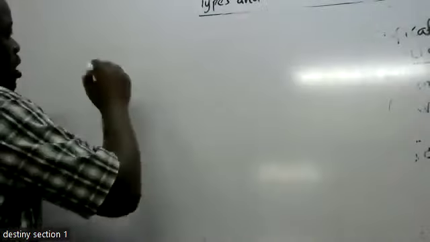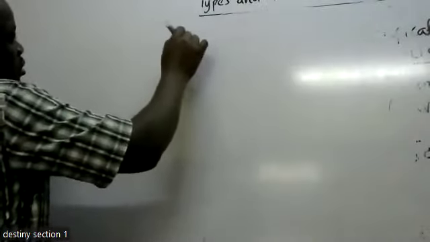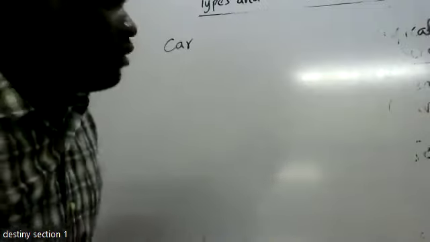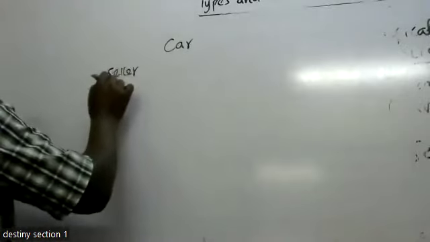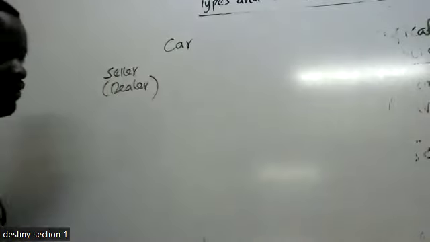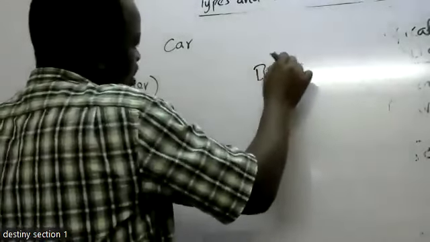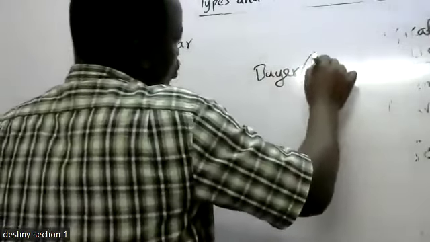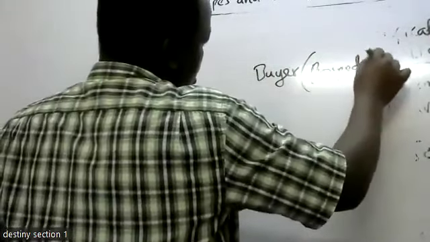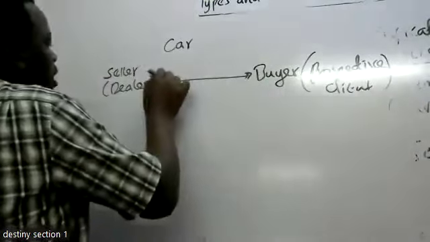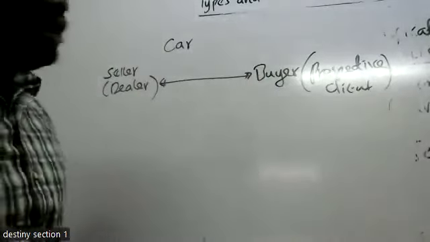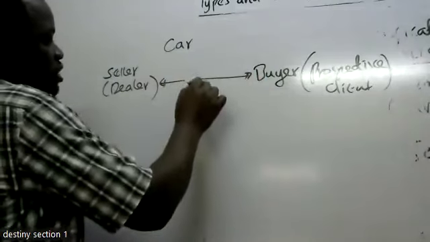So let's assume that we have these two parties. One wants to buy a car. We have the seller or the dealer, who is in the business of selling cars. Then you have the buyer, who is a prospective client and wants to buy the car. So there is a form of transaction taking place here. And this transaction has to involve a consideration.